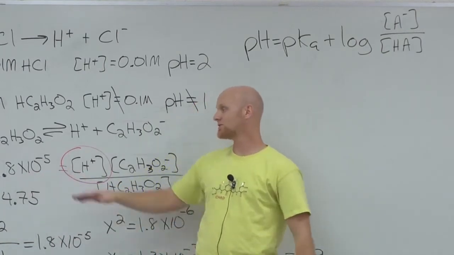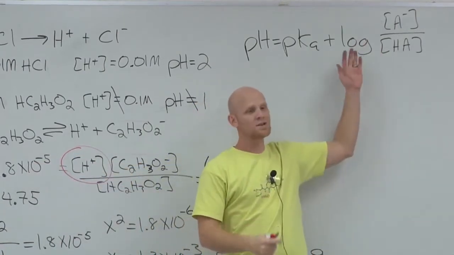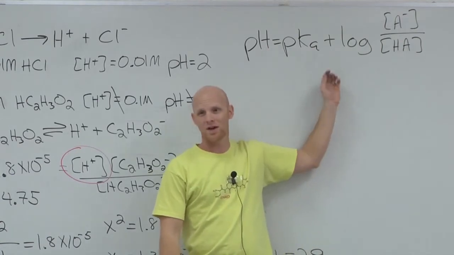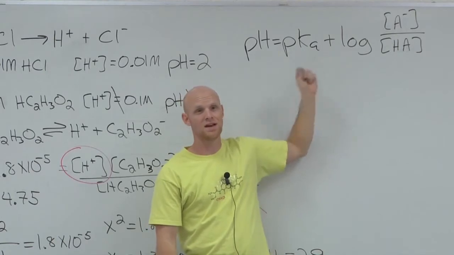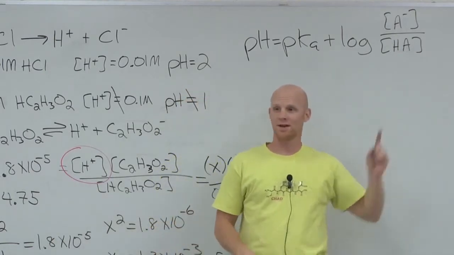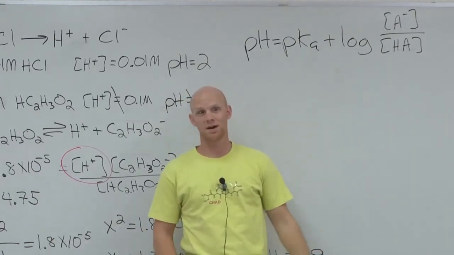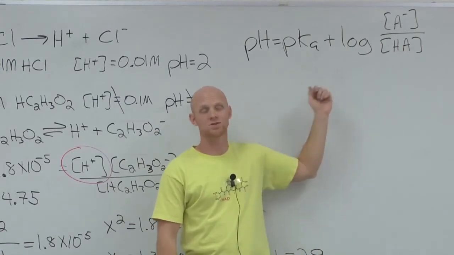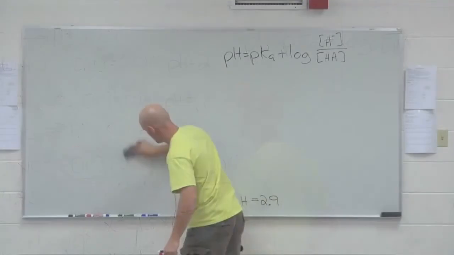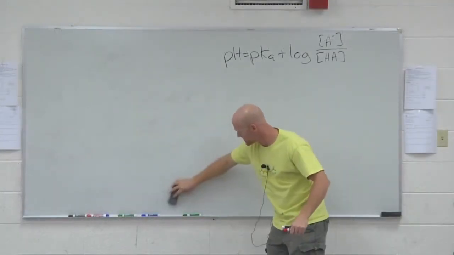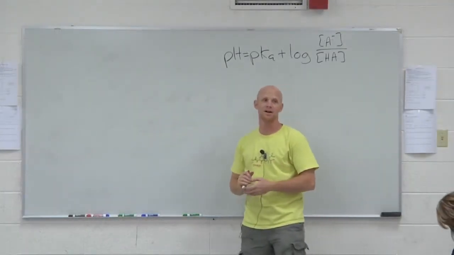Now, for a buffer, you could still use the Ka expression, or you can use Henderson-Hasselbalch. So in biochem, we just use this much more prevalently for buffers. But keep in mind, it's got its limitations. If you only have a weak acid, you can't use this. If you only have a weak base, you can't use this. This only works when you have both. We're going to spend a significant amount of time talking about buffers.